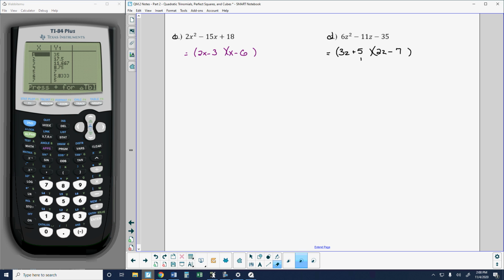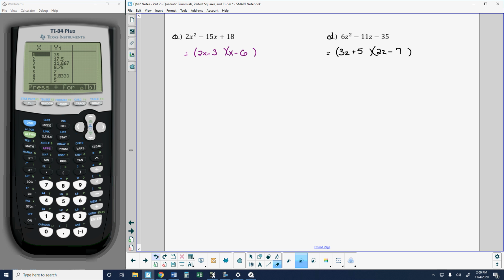Let me check these. So when I look at the distribution, the inners would be a positive 10z, and the outers would be negative 21z. When I add those together, that does give me negative 11z, so I have the correct factorization here. So my correct factors would be 3z plus 5 times 2z minus 7.